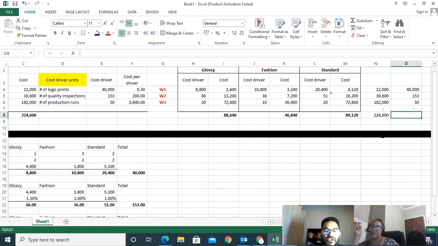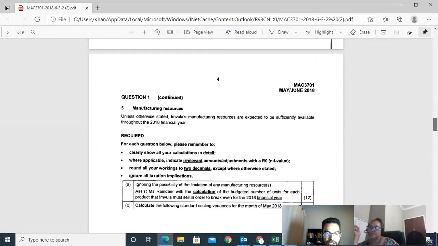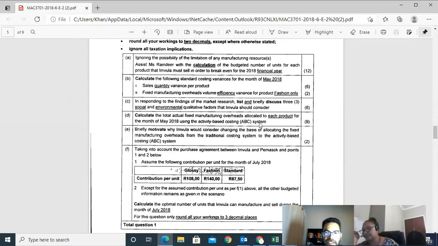Before we stop, we need to just make sure what the question asked. So let's go back to the question. The question said, calculate the total actual fixed manufacturing overheads allocated to each product for the month. So to each product. They didn't say whether on a per unit level or on a total level, so it's kind of open for interpretation.